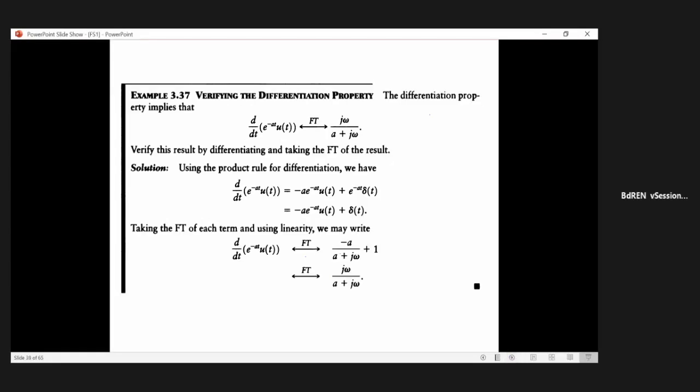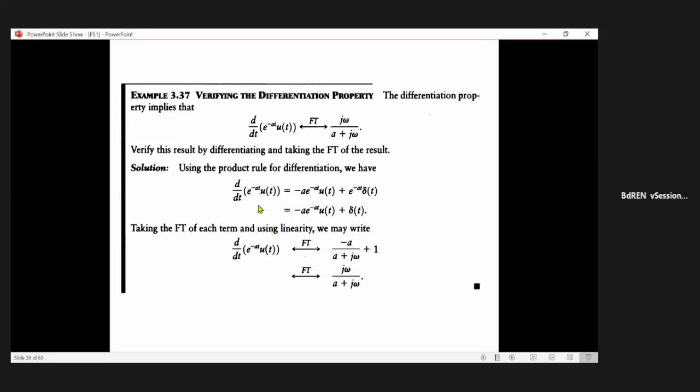Okay, so the illustration of this property. If we have a function e to the power minus at u(t), its Fourier transform is 1 divided by a plus jω, that you know. If we take the derivative of this function, then the corresponding Fourier transform would be equal to jω multiplied by 1 divided by a plus jω. In this way, we can verify it. Okay, the verification is given there.